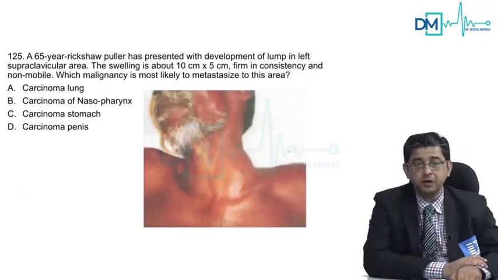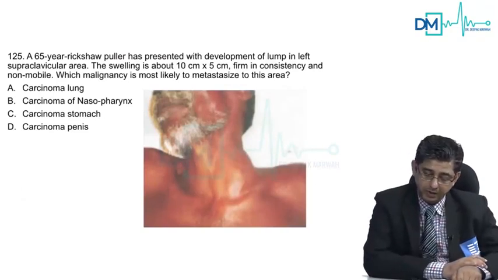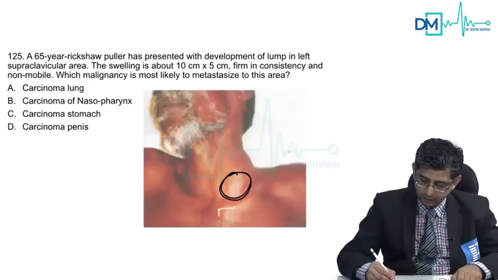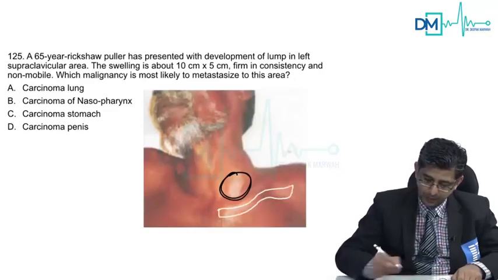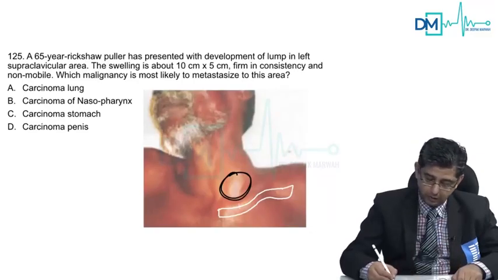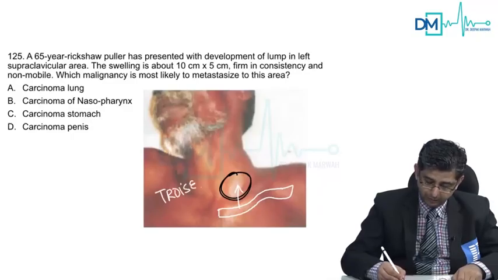A 65-year-old rickshaw puller has presented with development of a lump in the left supraclavicular area, so fairly a big lump here. This is the left clavicle of the patient. This is how it will be, the left clavicle of the patient. And there's a lump in the left supraclavicular area, so I am going to call it Virchow's node, or I'm going to call it Troisier sign.